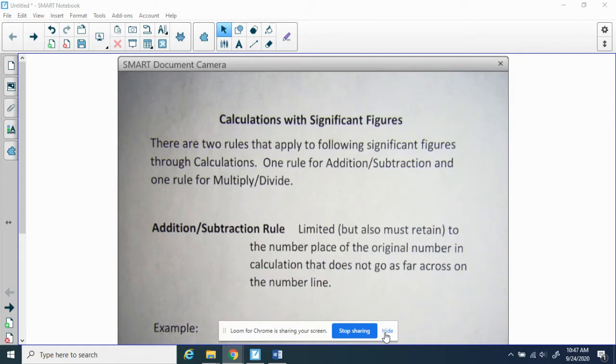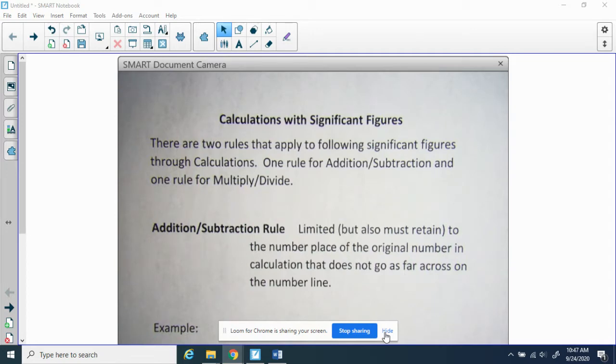In this video, I'm going to go over the calculations with significant figures. Hopefully you've already viewed the video on when to count significant figures because we're going to apply those rules to calculations as well. Looking at calculations using significant figures, or following significant figures through calculations, there are two basic rules.